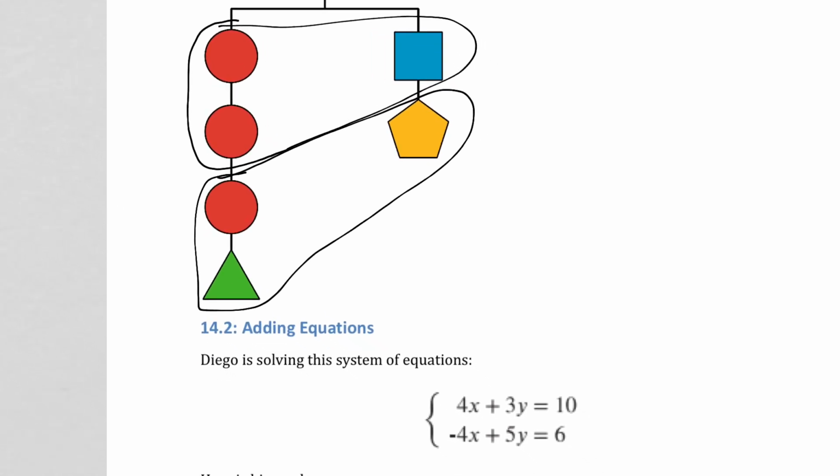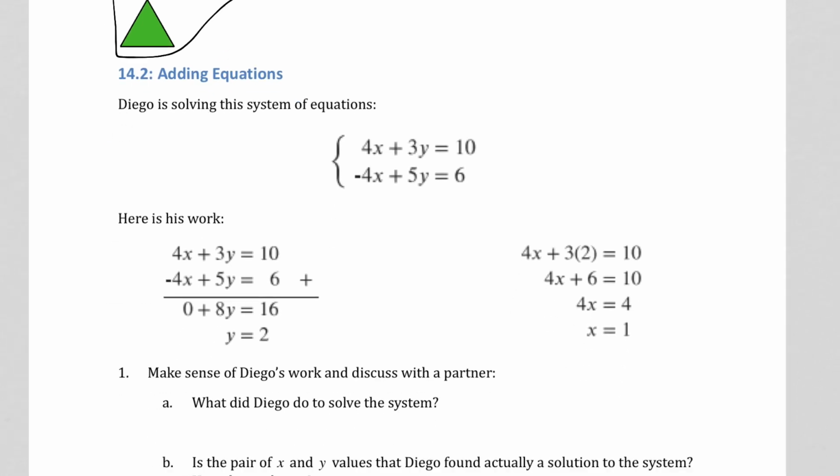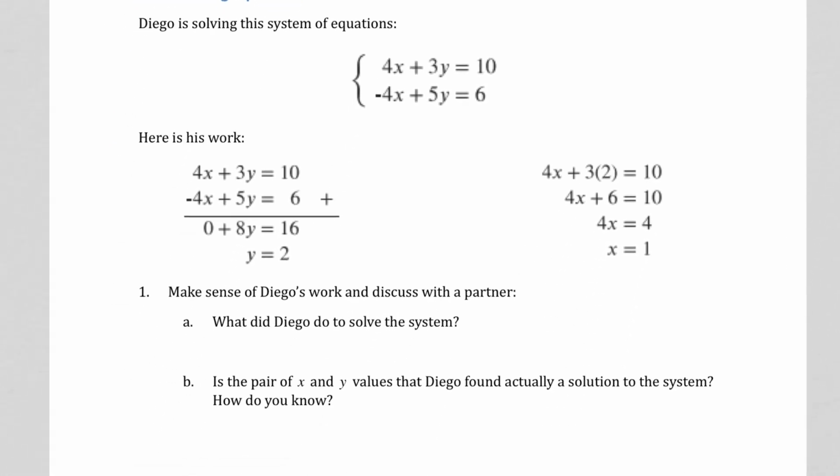We have Diego is solving this system of equations. We have 4x plus 3y equals 10 and negative 4x plus 5y equals 6. Here is his work. So what did Diego do between the 2 equations right here? What did he do?